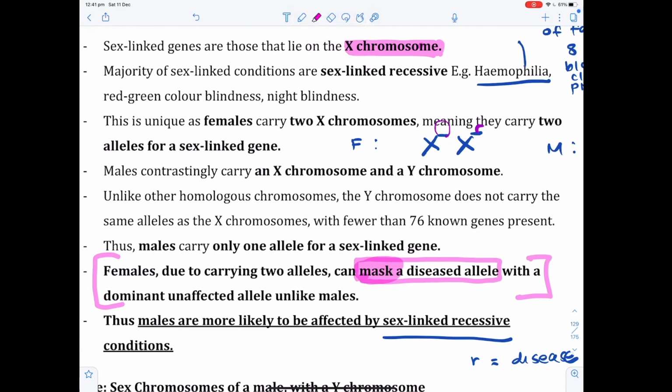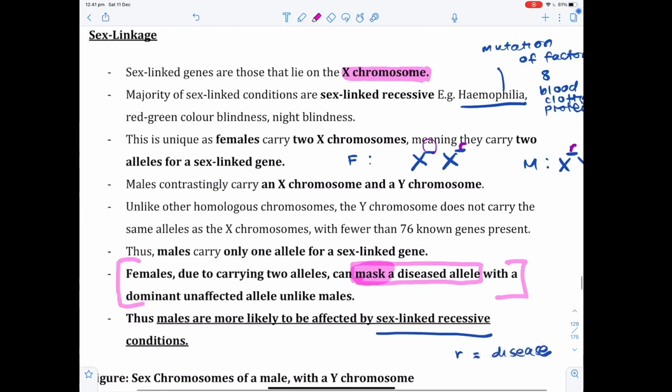So two things I would always want to see in your exam answer is explaining that females carry two alleles, males carry one, and that females can mask their condition. Good. That's the crux of sex-linked inheritance so far. Okay, so these 2 points that I mentioned, point 1, point 2, you need to have both in your answer.